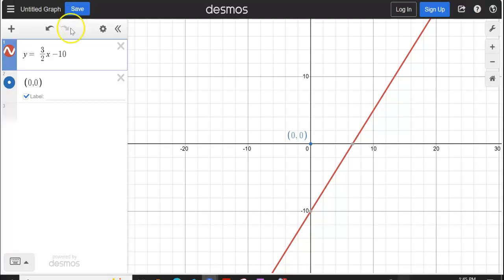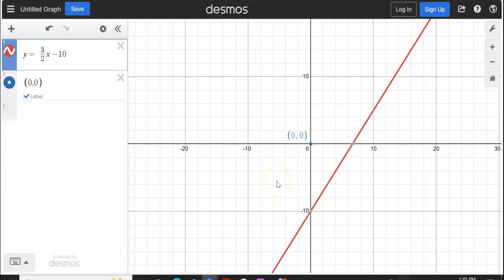So here is the graph. I graphed it, and the red line is this equation, y equals 3/2 x minus 10, and then the origin 0, 0 is labeled right there. Now the question is, what is the shortest distance between this point and this line?